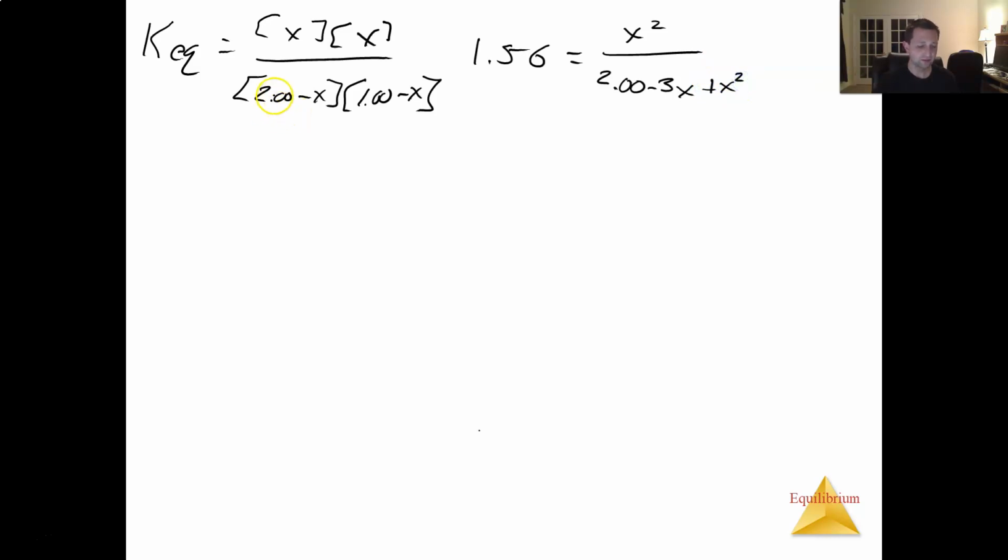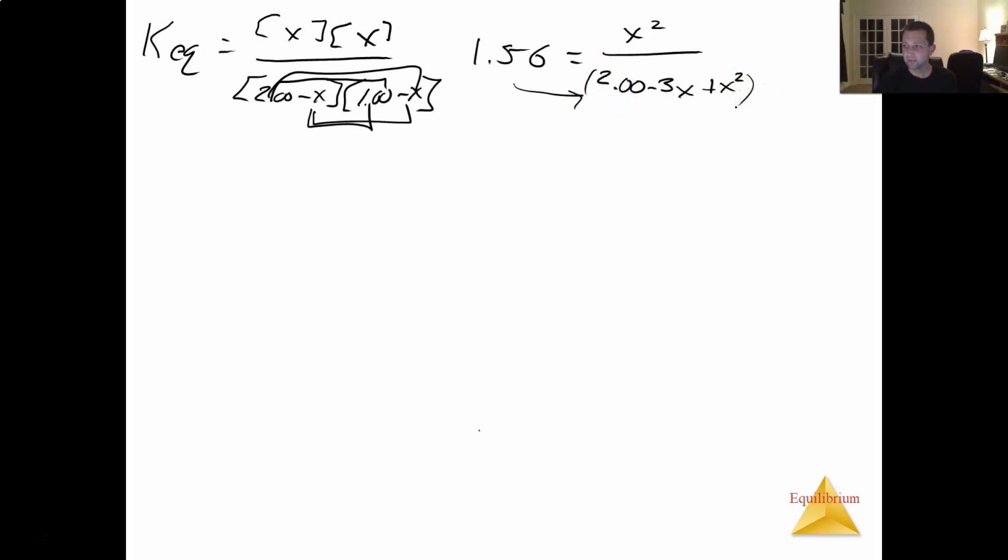Okay, so you do your 2.00 times 1.00 gives you the 2. You have minus 2x minus 1x gives us minus 3x. And negative x times negative x is x squared. So that's what we have. Okay, I've got to simplify all this stuff. So I'm going to cross multiply. I'm going to take the 1.56, multiply it by this whole thing.